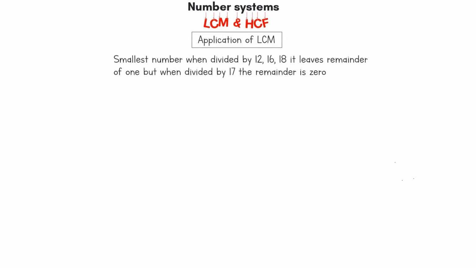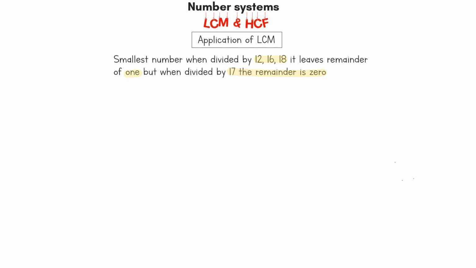Let's solve a few more sums on the application of LCM. So now I'm being asked to find the smallest number which, when divided by 12, 16 and 18, leaves a remainder of 1. Okay, but when it is divided by 17, the remainder is 0. So I get a new condition. When it is divided by 17, the remainder is 0.